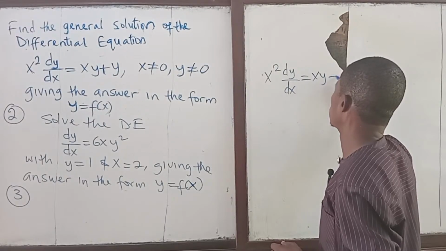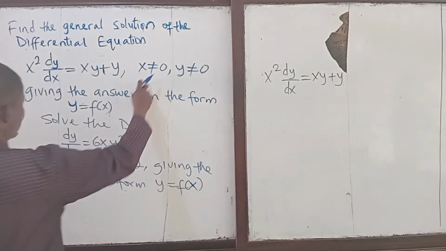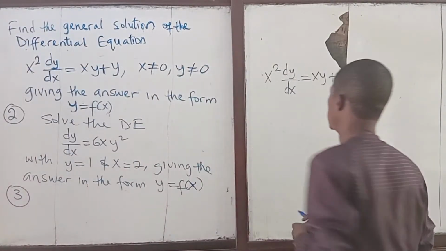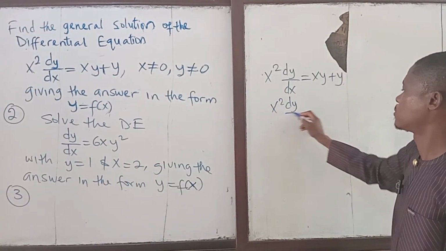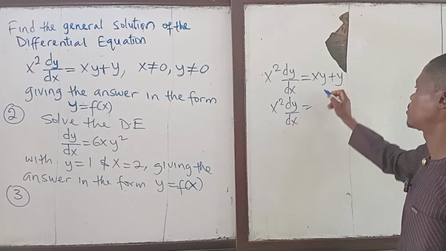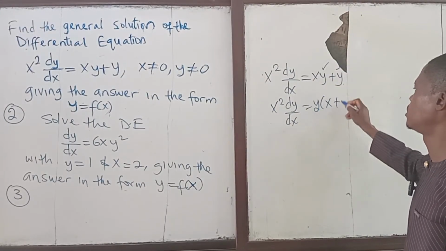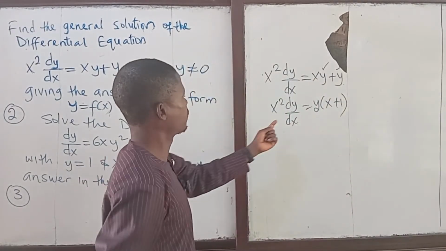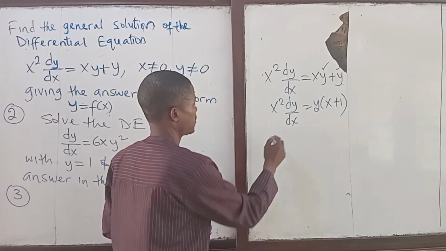Plus y plus y. And then we are told that x is not equal to 0, y is also not equal to 0. So what we do here, we can factorize, y is there. So we can factorize that. That will be x plus 1. We can do that. And then remove this x squared from here. So I have to follow the standard form. That will equal to what?